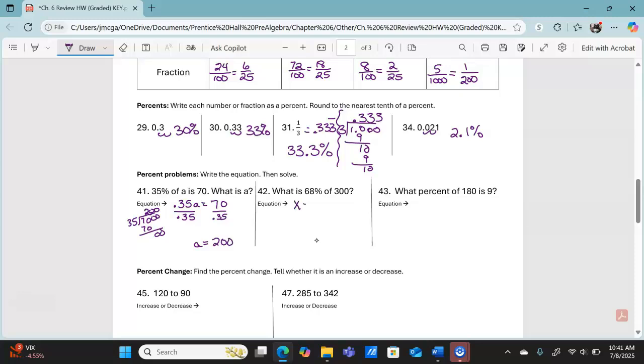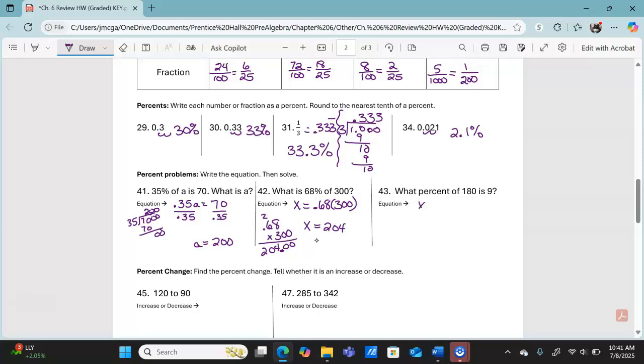What is 68% of 300? "Of" means multiply. So we just need to take 0.68 and multiply it by 300. And I'm going to write that like this. There's my 2 placeholder zeros. 3 times 8 is 24. Carry the 2. 3 times 6 is 18, plus 2 is 20, and I need 2 decimal places, so I end up with x is 204.